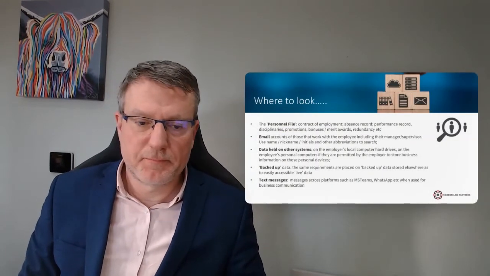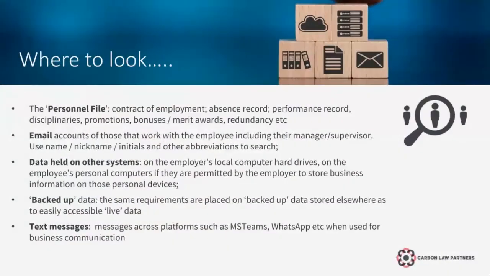So where do we look? Where do we go hunting around for all of this information? Well, as I've been saying, the days of it just being HR pulling out the personnel file and copying a contract of employment, any absence record, any information about the training they've had, promotions, bonuses, merit awards, redundancy, etc. are gone. I'm sure you've probably all still got personnel files of some sort, whether on a bespoke HR system, or simply in electronic storage areas, OneDrives and cloud drives and the like.